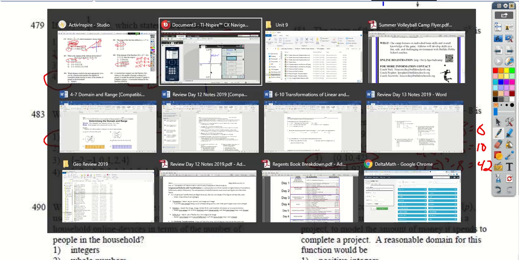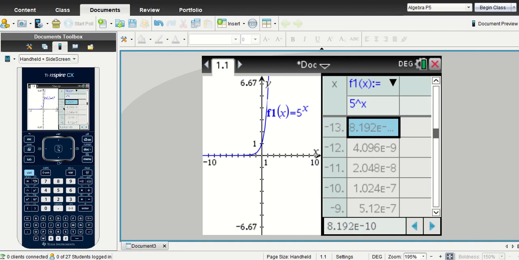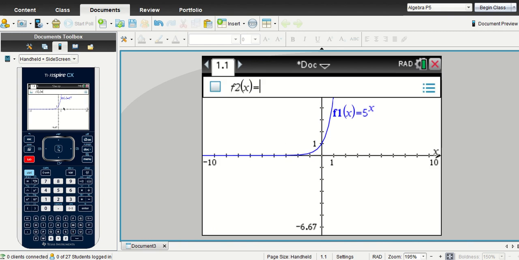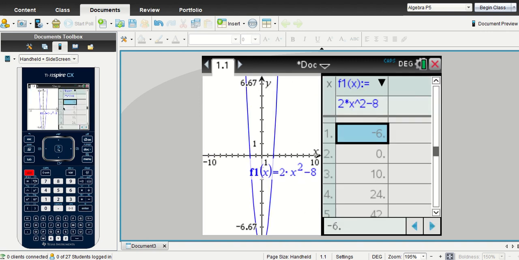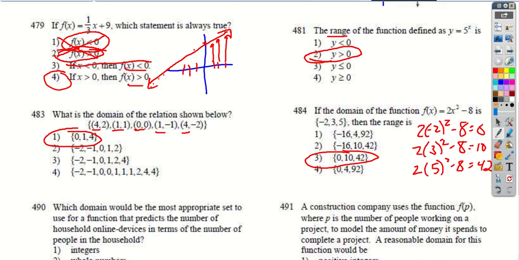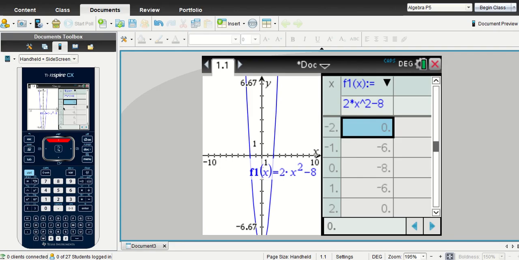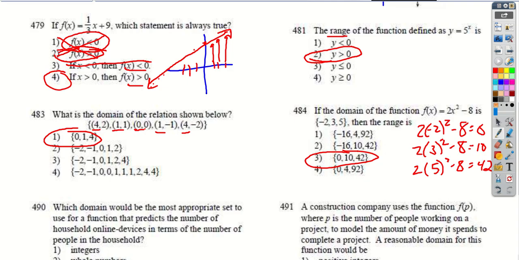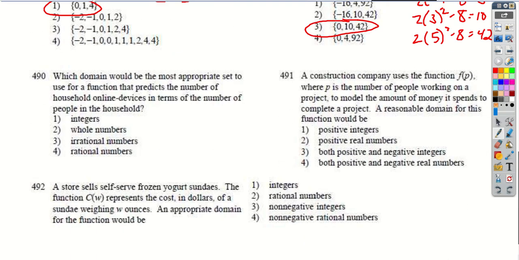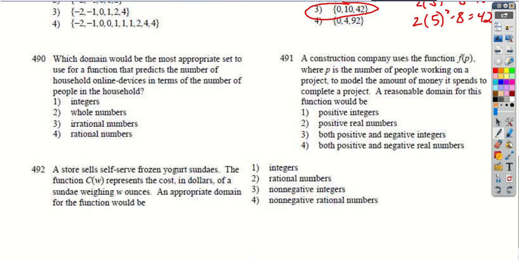Your other option is just to use your calculator and essentially just do a graph. So this is 2x squared, right? Minus 8. And then I can go to tab, and I can actually check out -2, 0, 3, 10, and 5, 42. So I can just use a graph and check the table for that. Which domain would be most appropriate?